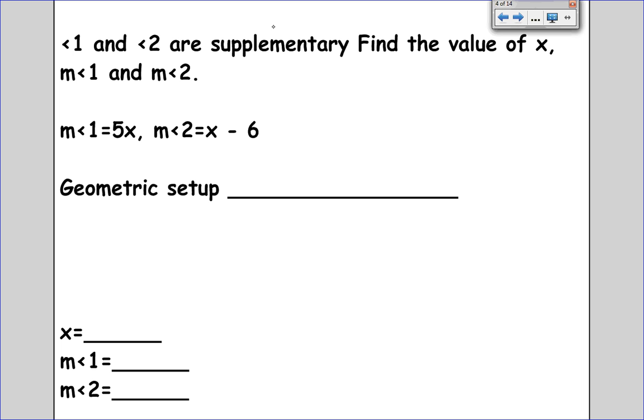Now let's try some problems with it. Angle 1 and angle 2 are supplementary. Find the value of x, measure of angle 1, and measure of angle 2. So we know measure of angle 1 equals 5x, measure of angle 2 equals x minus 6.